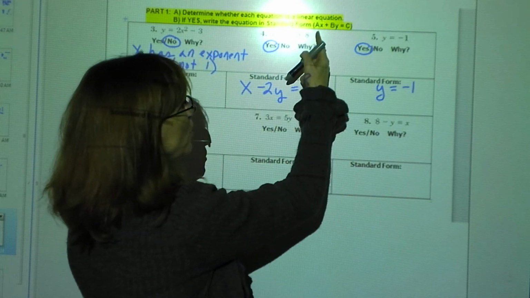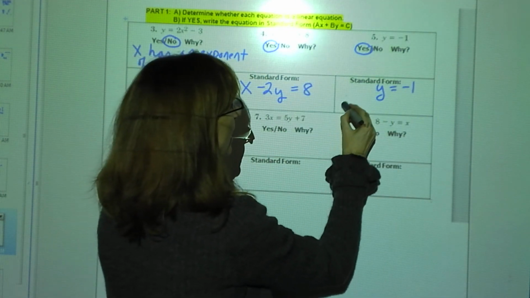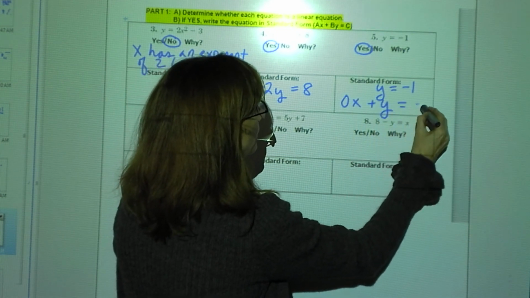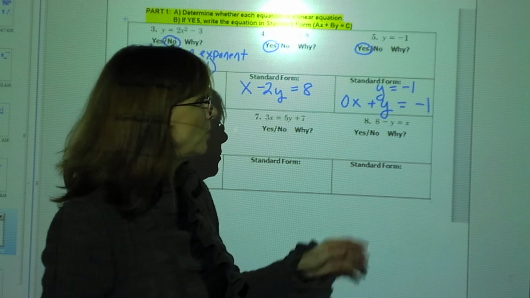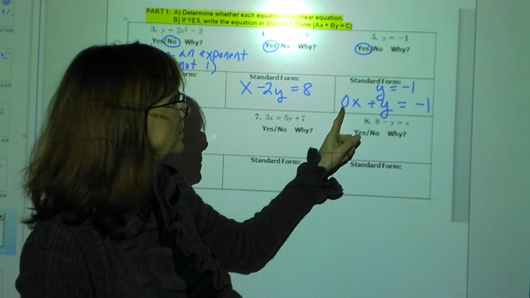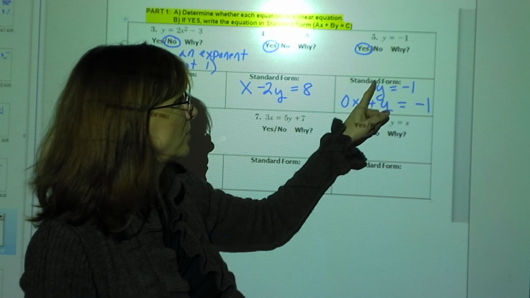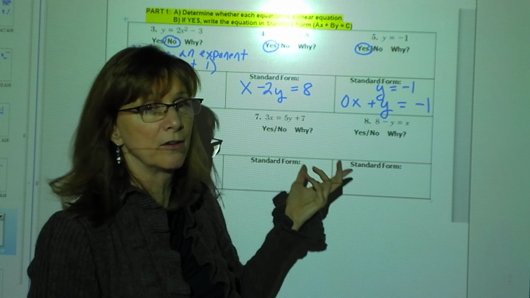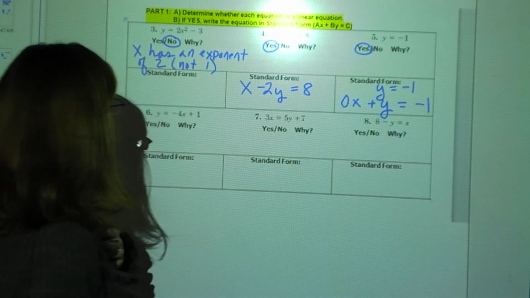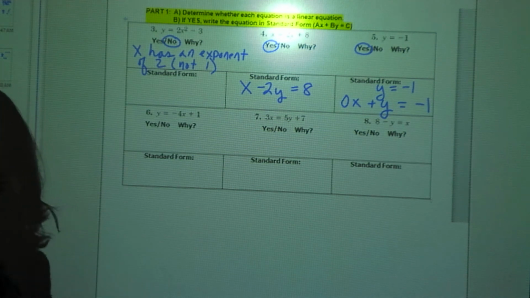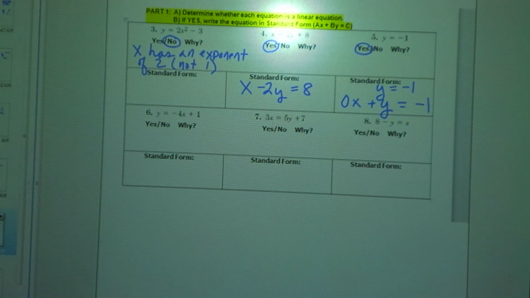Now, in standard form, you could just keep it the way it's written, y equals -1, or if you want to show that there's no x, you could write it as 0x plus y equals -1. So technically, when there's no x written in, that means the coefficient is 0. Okay, so this is also considered to be standard form. It's just that you're not bothering to write 0x. Okay, so I'm going to leave the rest of these for you to try for homework. And we're going to go on to the next slide.